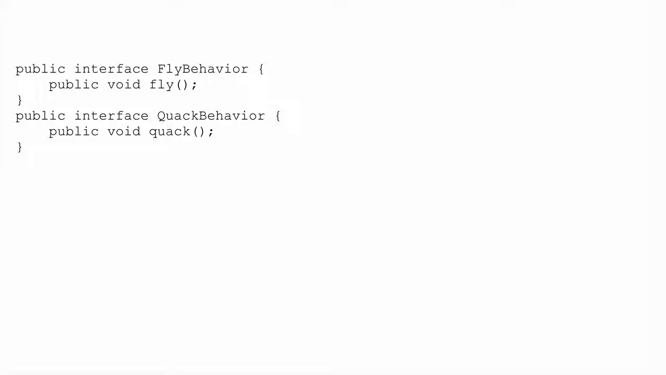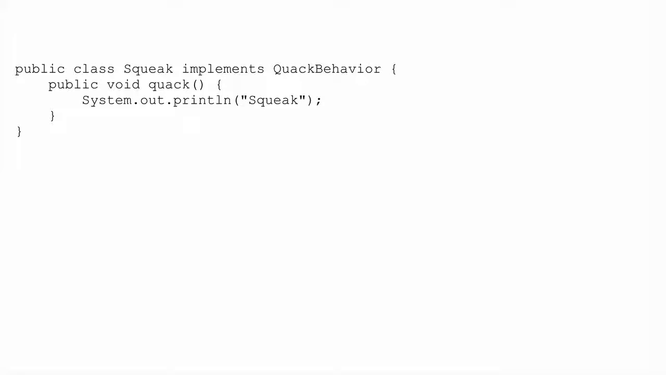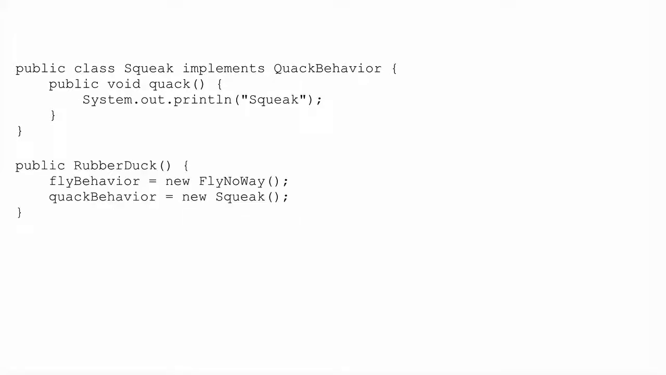Now, the traditional way to implement the concrete strategies is to define a separate class, for example, Squeak, that implements QuackBehavior, that simple interface. That means it just needs to implement that one method, quack. Then we need to create a Squeak instance to assign to a duck, and we do this in the RubberDuck constructor.